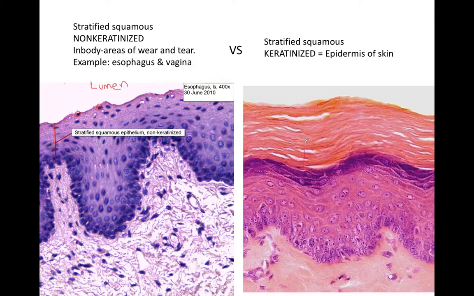These cells are dead. So no nuclei here at all, no nuclei. So this is keratinized. So that's basically what you need to know. If they're non-keratinized on the top, these cells are alive. If they're keratinized, these cells are dead.